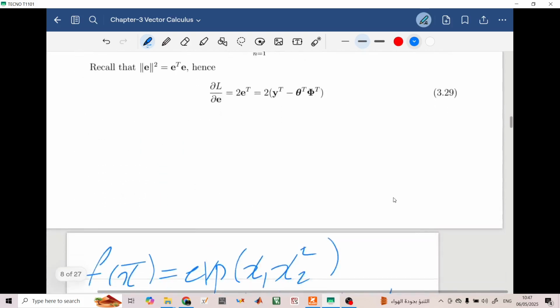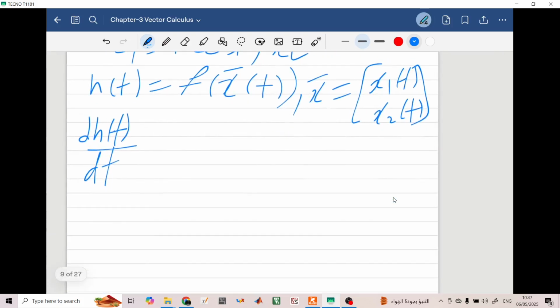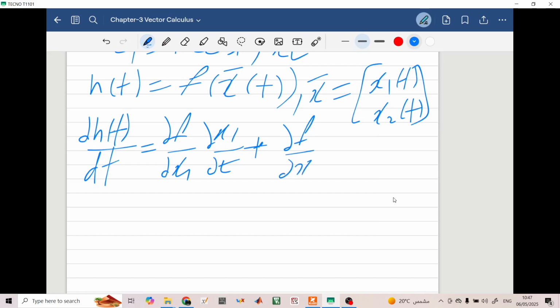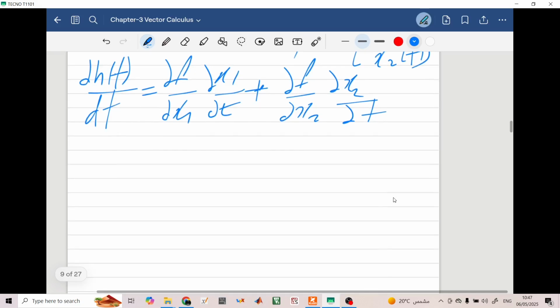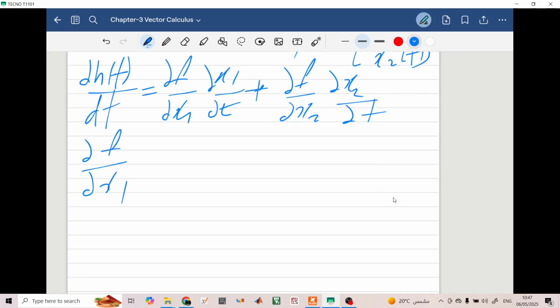Okay, and let's write this rule again here for reference. So we have partial f with respect to partial x1, then partial x1 with respect to t, plus partial f with respect to x2 times partial x2 with respect to t. Now let's take each component and compute it alone. So the first thing we have is partial f with respect to partial x1.